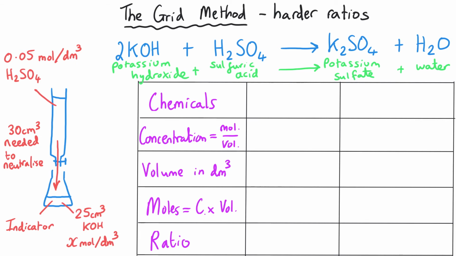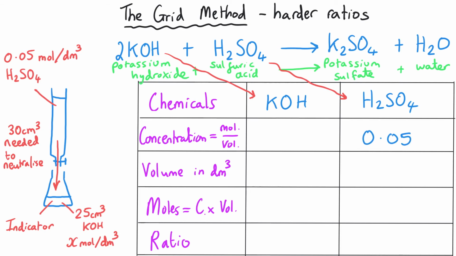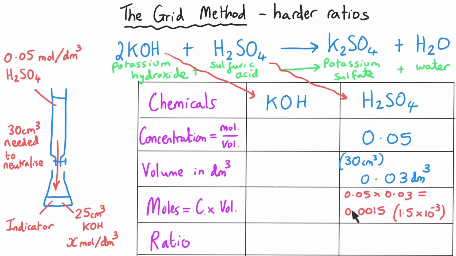We set our grid out in the exact same way, the exact same side headings. We'll put our potassium hydroxide here and our sulfuric acid here, and the concentration of sulfuric acid is 0.05. The volume is 30 cm cubed, so 0.03 dm cubed, and so our moles is going to be concentration multiplied by volume, so 0.0015, or we could have it in standard form, 1.5 times 10 to the minus 3. Both of those completely fine.